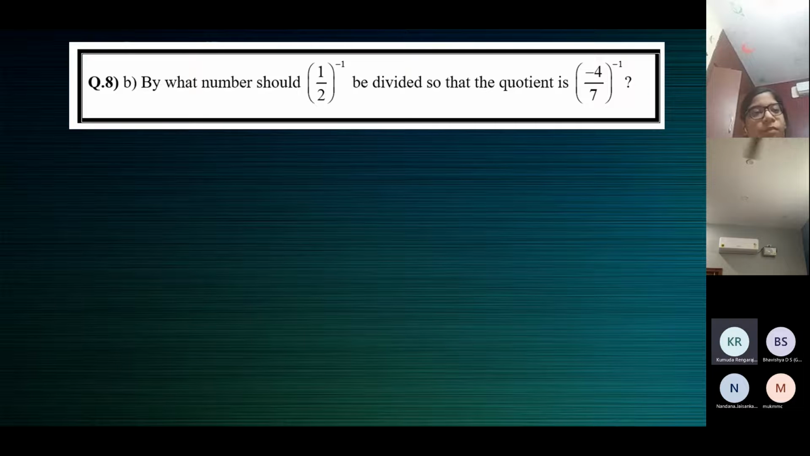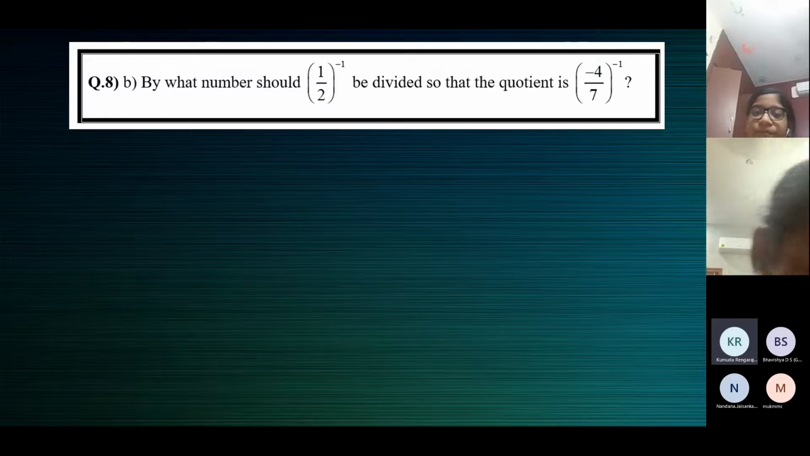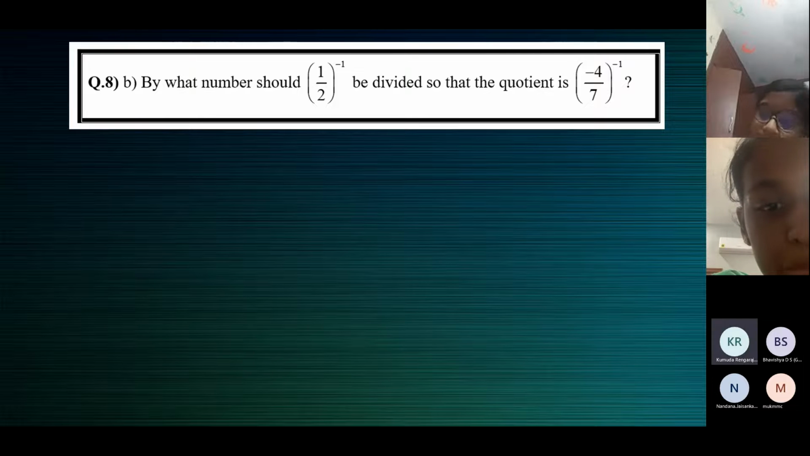So that means it will be dash divided by 1 by 2 to the power minus 1 is equal to minus 4 by 7 to the power minus 1. Whenever something is divided by, then we should find the dividend. Something is divided by. That means you find the dividend. Yes, ma'am.